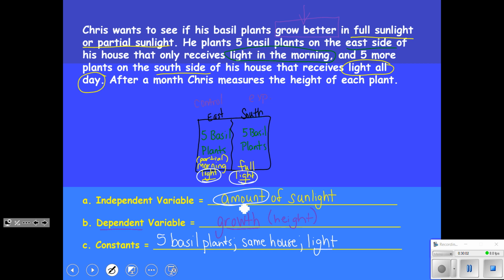Okay? So independent variable, he's testing the amount of sunlight. Dependent variable, he's testing it to see how it affects plant growth. So independent variable influences your dependent variable, and things he has to keep the same, the constants, are going to be what's listed here. And again, you could have a lot more than this.